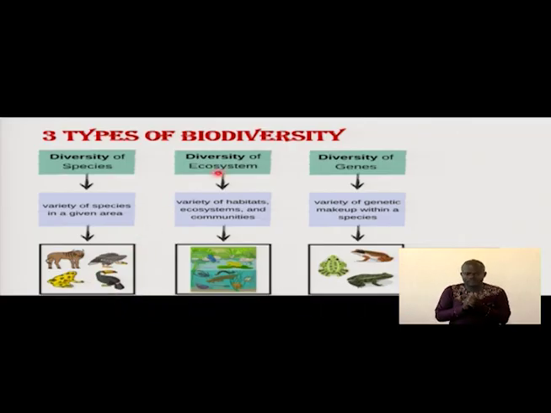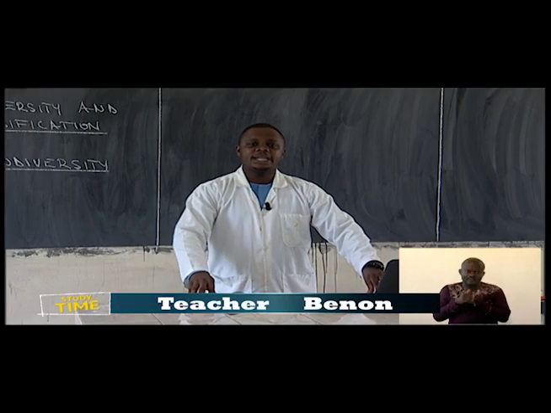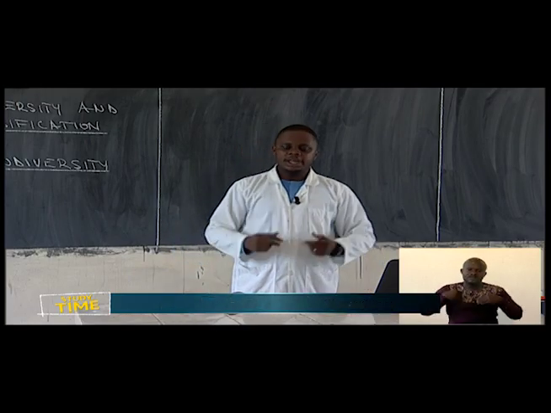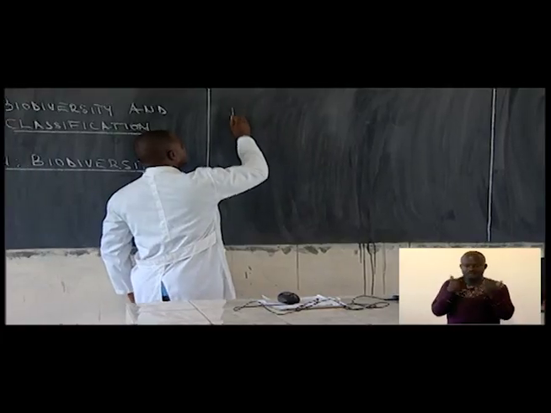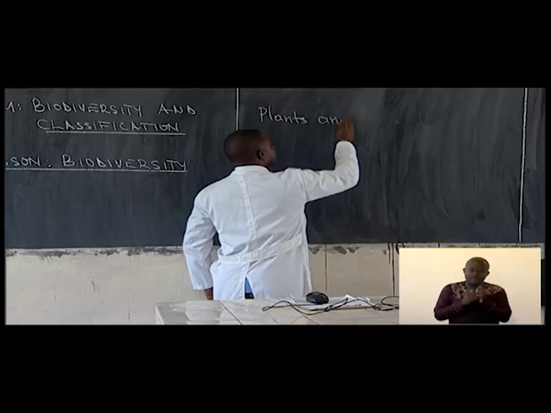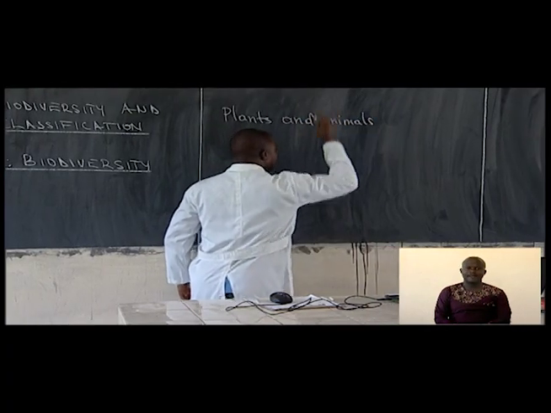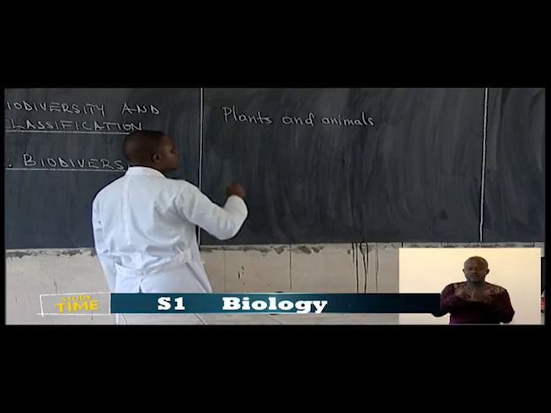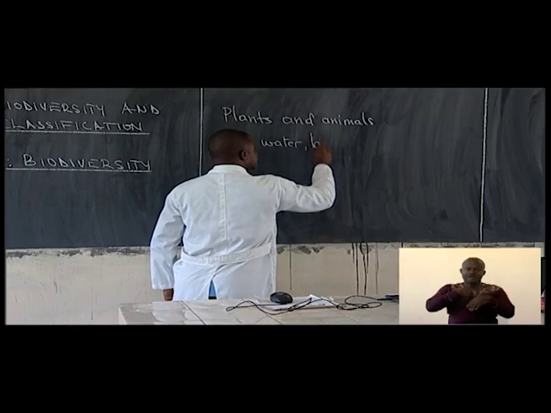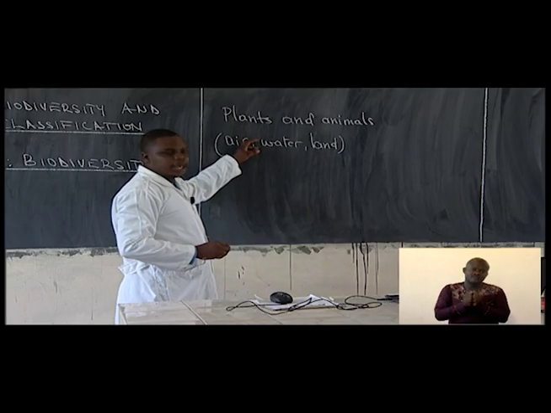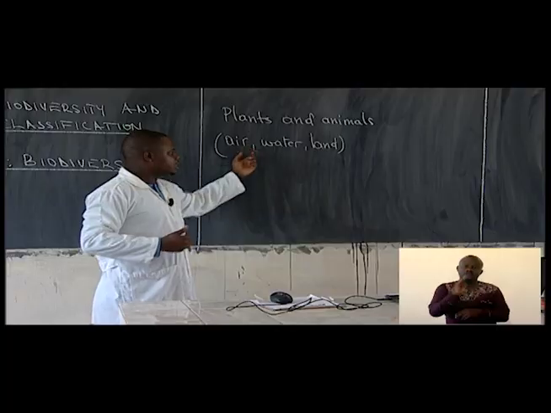Then from there, we also have what we call diversity of ecosystem. When we talk about ecosystem, do you understand what it means? Ecosystem is a community of living and non-living organisms interacting. Let us say with living organisms, we have plants and animals. Then, with the non-living part of the ecosystem, we have air, we can have water, we can also have land, and so on. So here, this is what we call biotic, and this is what we call abiotic.